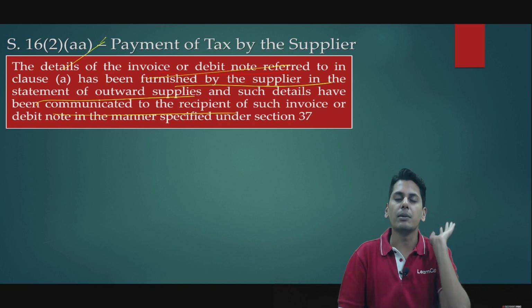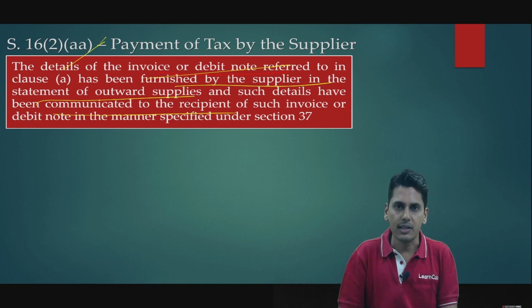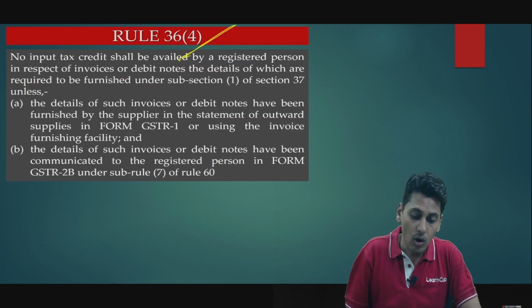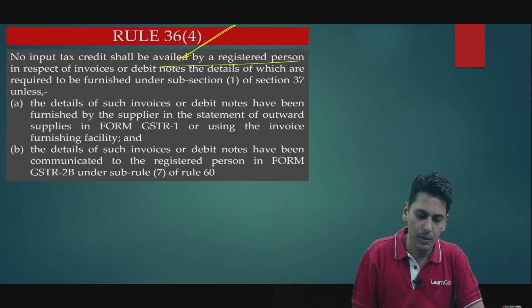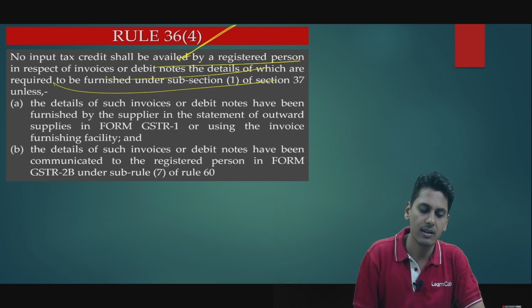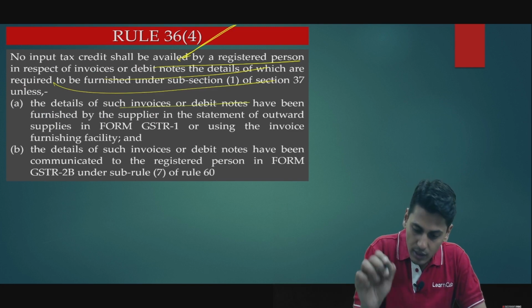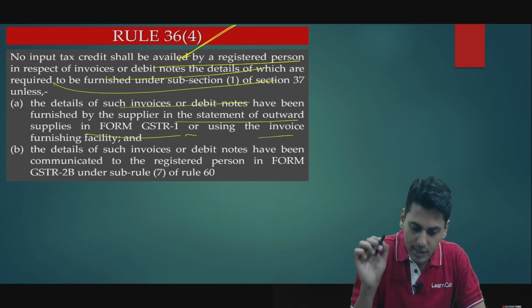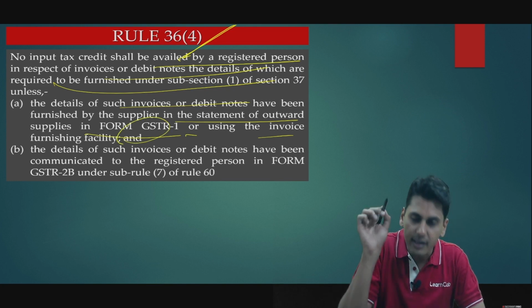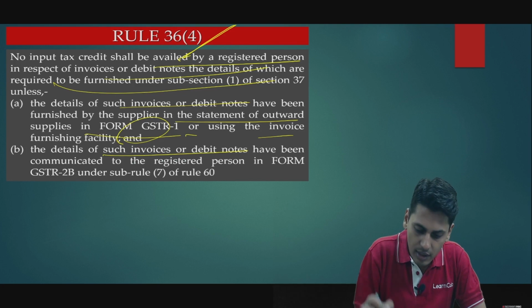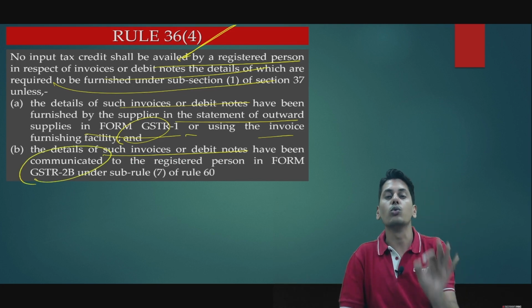Of eligible credits appearing in 2B, now it is 100%. Means nothing extra would be available. So friends, no input tax credit shall be availed by a registered person in respect of invoice or debit notes, the details of which are required to be furnished under 37 subsection 1 unless the details of such invoices or debit notes have been furnished by the supplier in his GSTR 1 or using the invoice furnishing facility, and the details of such invoices or debit notes have been communicated to the registered person in form GSTR 2B.